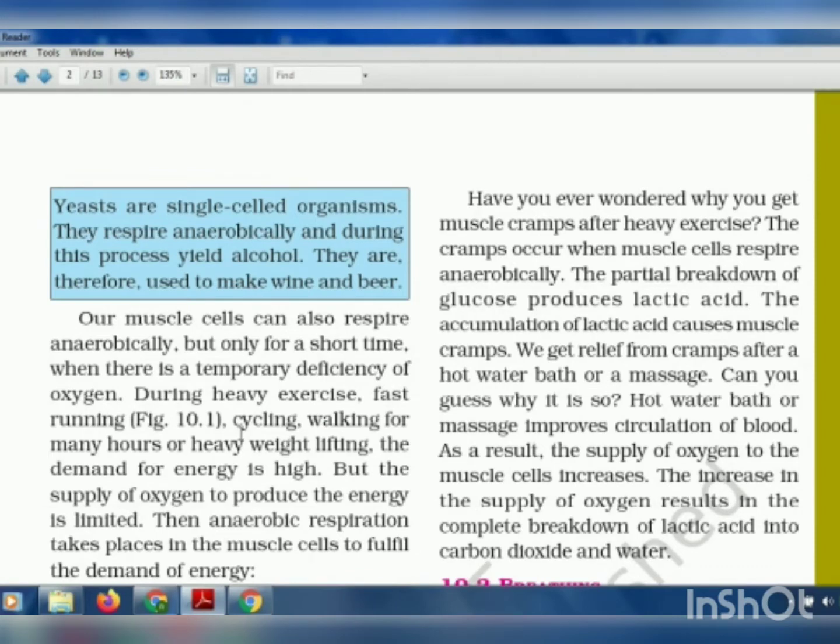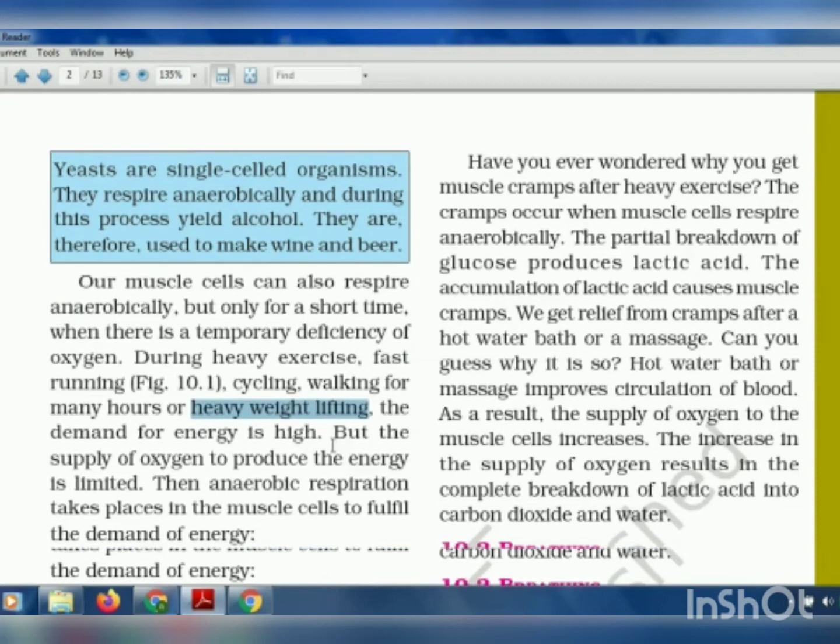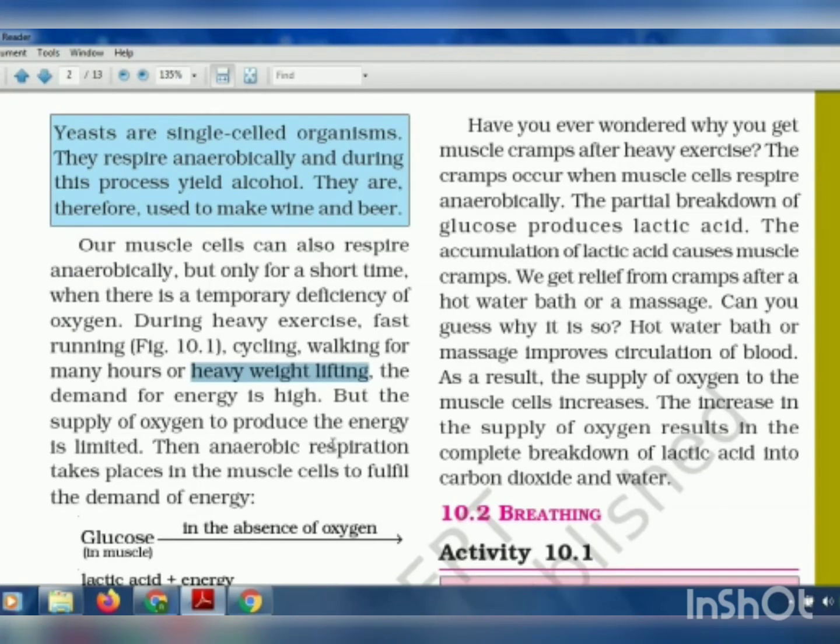That is during heavy exercise, when we run fast, do cycling, walk for many hours continuously, or do heavy weightlifting. So when we do all these different types of work, our energy demand is very high. But our body is not able to supply that much energy at a time, because it is not able to give oxygen to the cells.